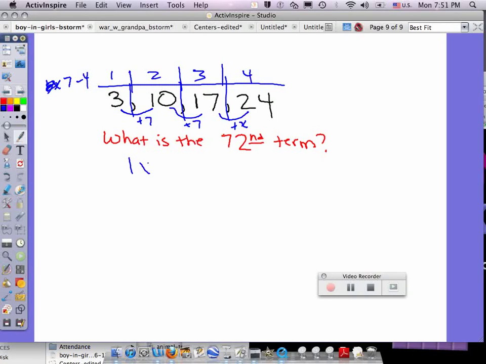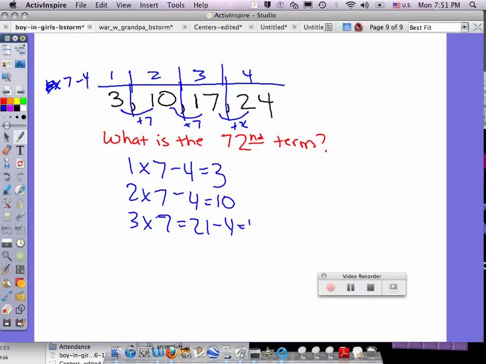Let's check it. 1 times 7 minus 4 equals 3. 2 times 7 is 14 minus 4 would equal 10. 3 times 7 is 21 minus 4 equals 17. So our pattern works. What's the 72nd term?